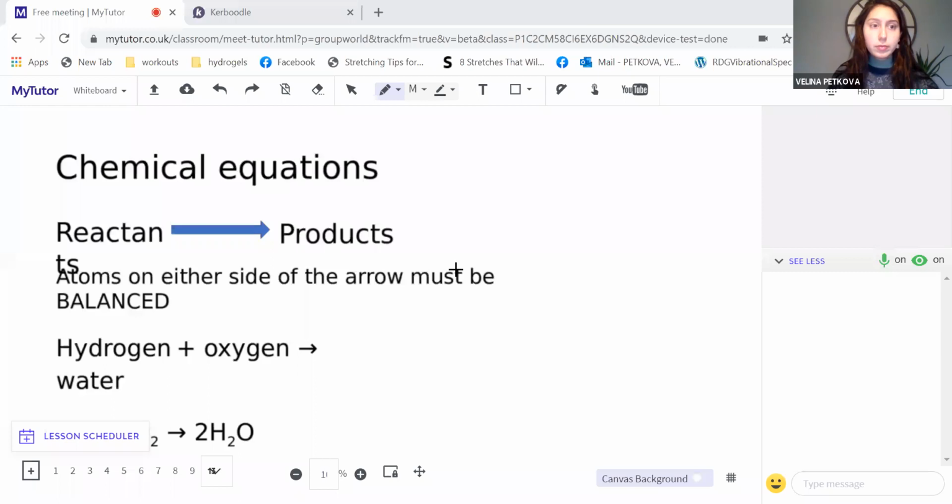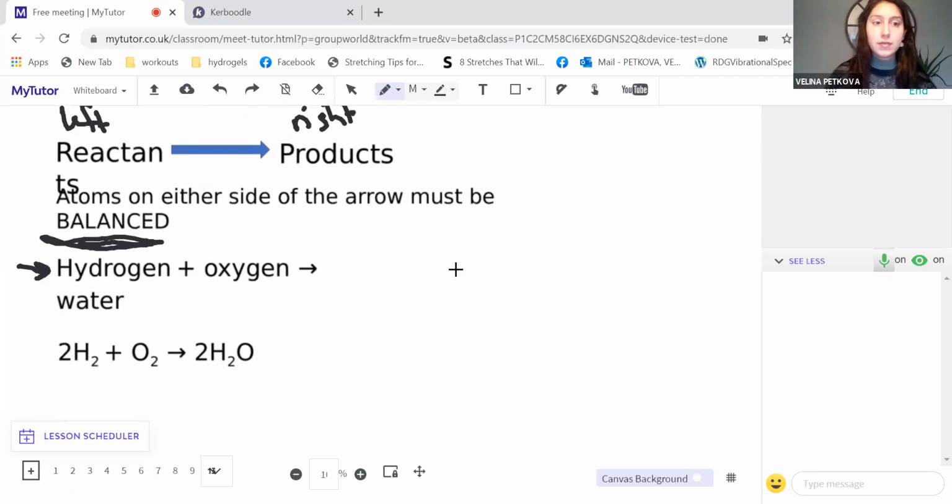So reactants are on the left, products are on the right. And the atoms on either side of the arrow must always be balanced. Okay, this is really important. So firstly, you could have a word equation like this: hydrogen plus oxygen forms water. Or you can have a chemical equation where you use the chemical symbols from the periodic table.